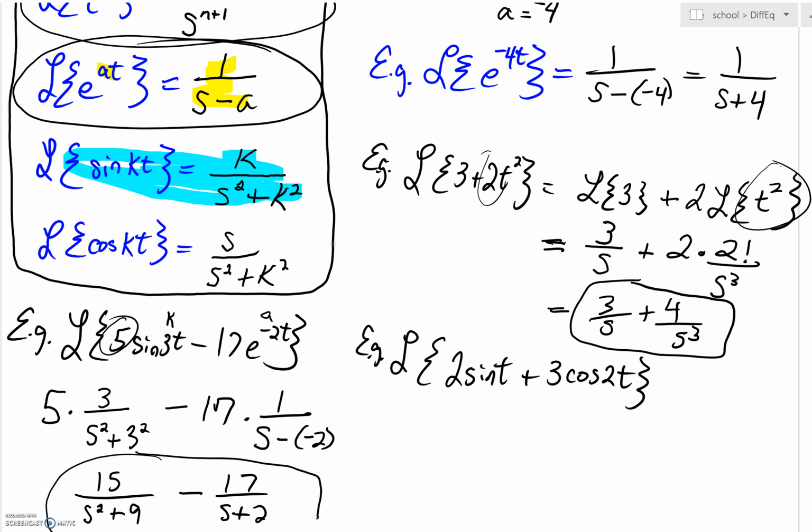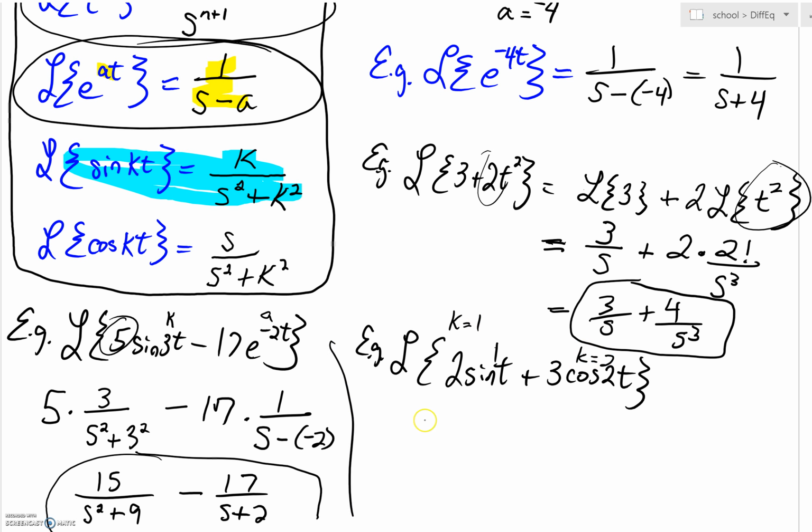Guys, getting the hang of it? Just takes a little getting used to. You look right here, you'd say, well, gosh, look, I've got 2 sine of t. By the way, you want to think of that as the sine of 1t. You want to look at that as if k equals 1. Here we get k equals 2.